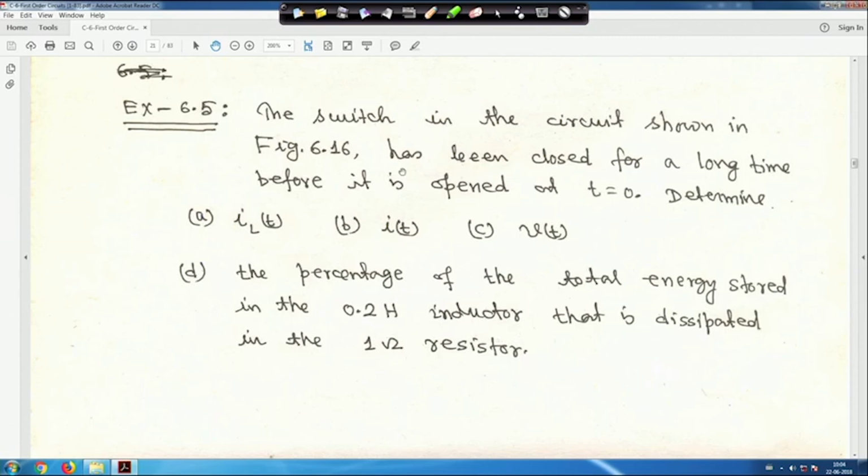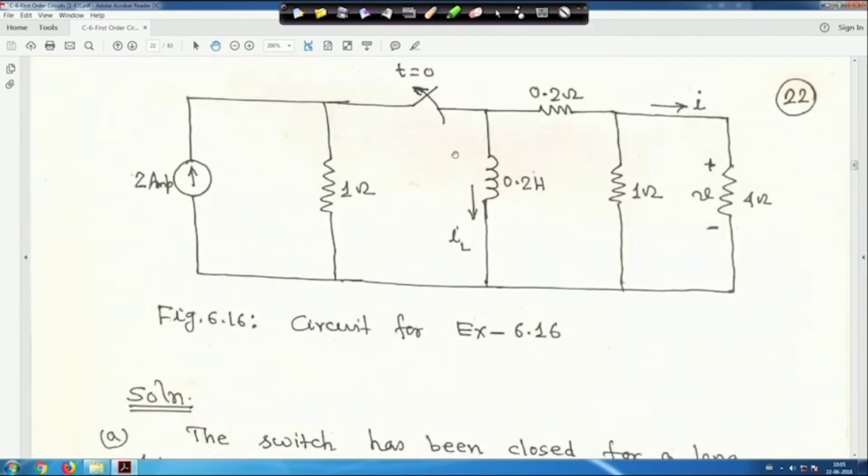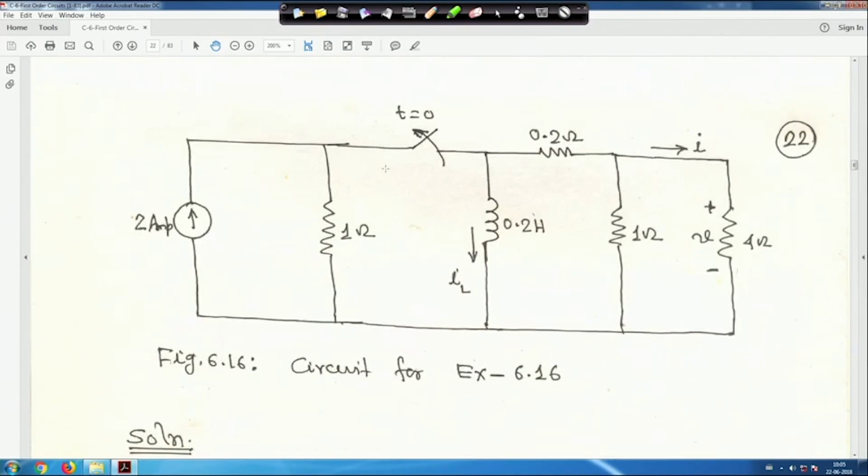So, this circuit I will show you, the switch in the circuit has been closed for a long time before it is opened at t = 0. Actually, initially this circuit was closed for a long time and at t = 0 it was opened. As the circuit initially was closed for a long time, how will the inductor behave? For DC we have seen the capacitor acts as an open circuit and the inductor will act as a short circuit.